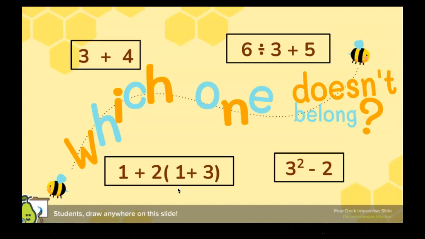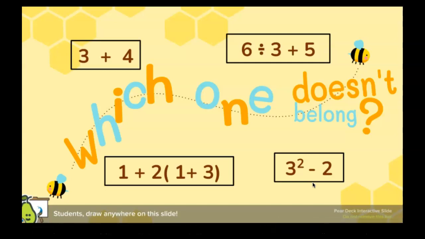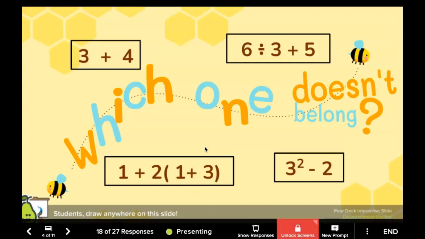Omar. I think 3 plus 4 doesn't belong because it's the only one that's just a one step with no parentheses or exponent or anything. Right. Vicky, I saw you were raising your hand. Thank you, Omar. Want to share? 3 exponent 2 minus 2 doesn't belong because that one's the only one with the exponent. Okay, very good observation, guys. But Briar, did you figure out if this is equivalent to 12?